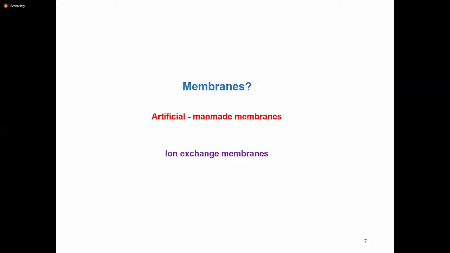So in case it's not clear, the ion exchange membranes are one type of membranes. So generally, let's say we can classify membranes into two: the organic and polymeric, and inorganic membranes. And the polymeric membranes can also be further divided into porous, dense, and so on. So the ion exchange membranes, we can say, come in a class of polymeric membranes.